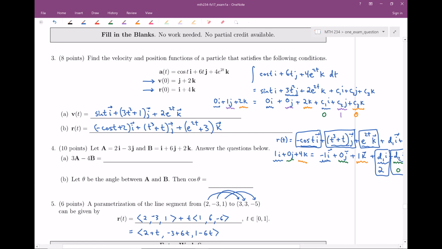All right, so there are our final answers for v and r, velocity and position. Again, that's a 13.4 problem that's shown up on a previous exam.